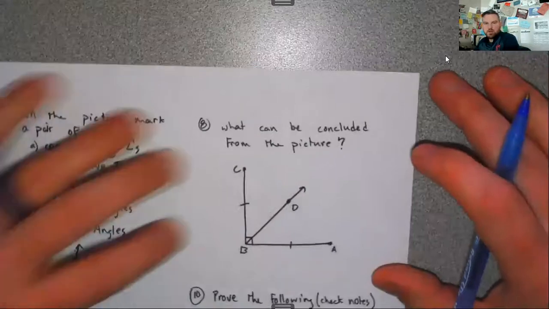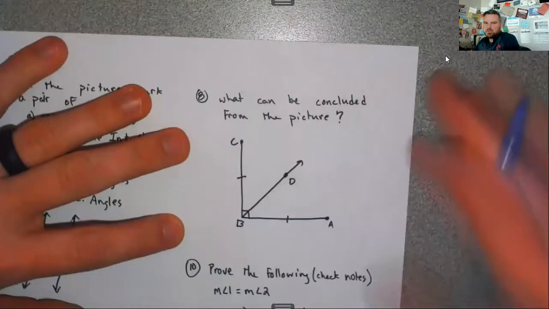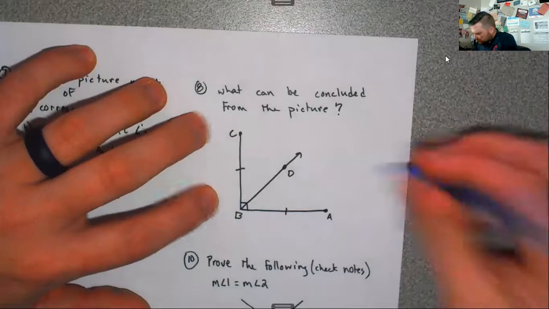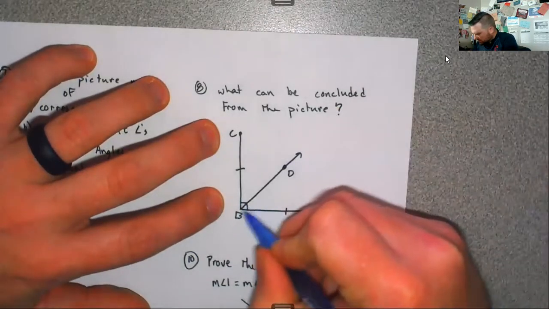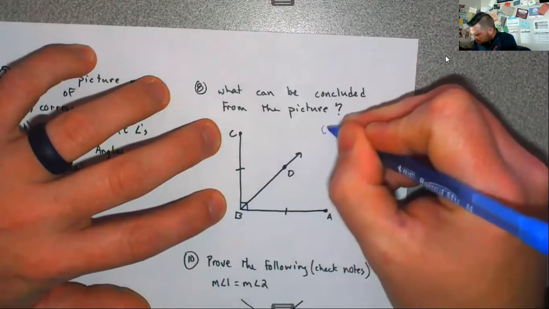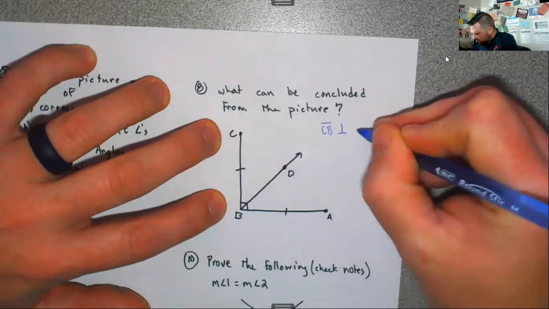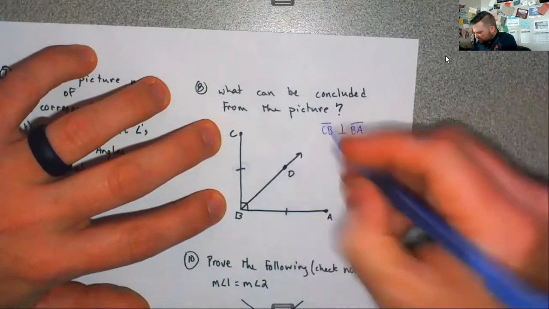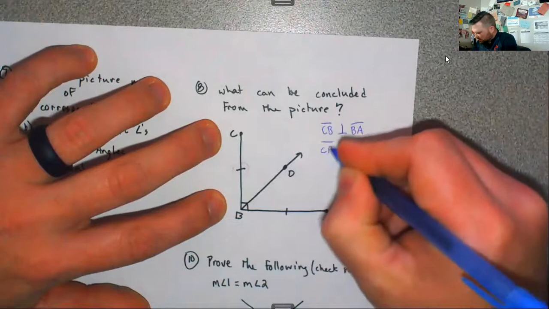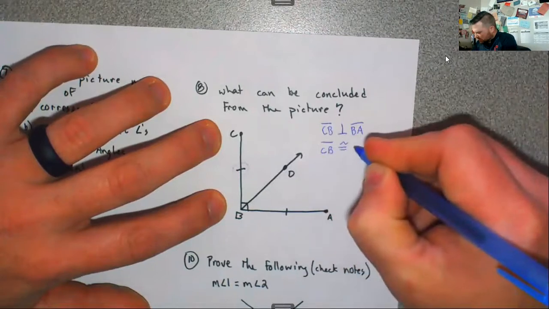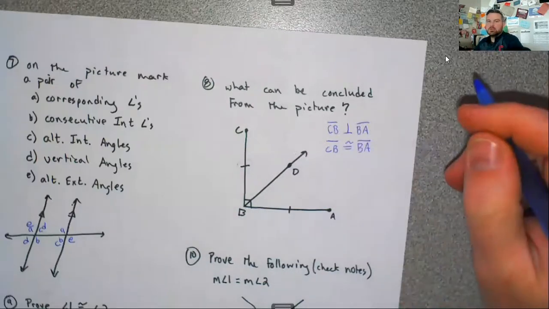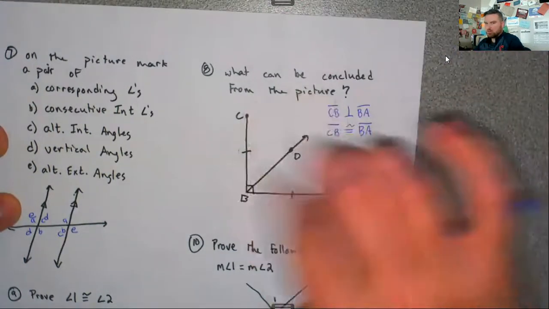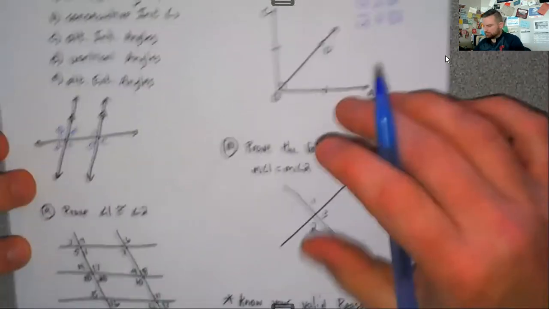Number 8, what can be concluded from the picture? Okay, basically, what is this picture telling us? And I'm going to write it in geometric notation. So one thing is I see this 90-degree angle right here. So I'm going to say that segment CB is perpendicular to segment BA. The other thing, I have these congruent symbols here. So I'm going to say segment CB is congruent to BA. This is back from the first unit with some of this notation stuff. So make sure you know kind of the symbols on a picture and how to use their notation.